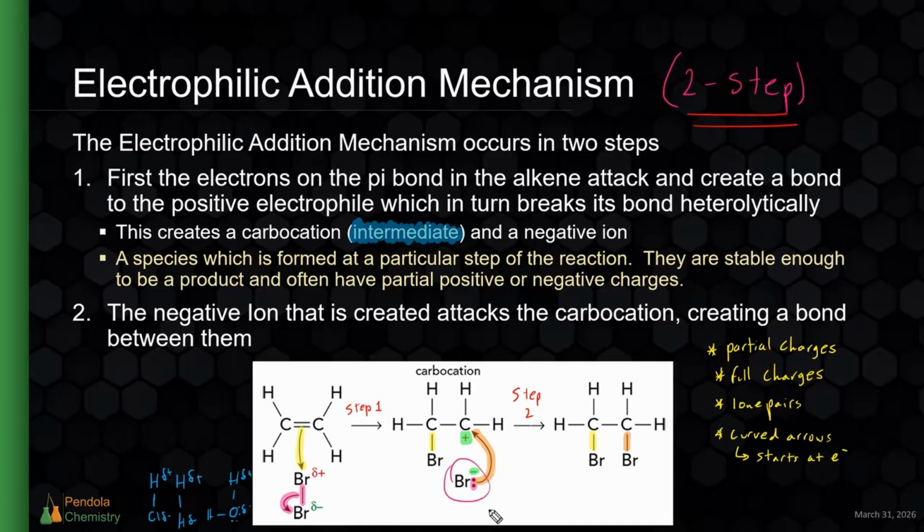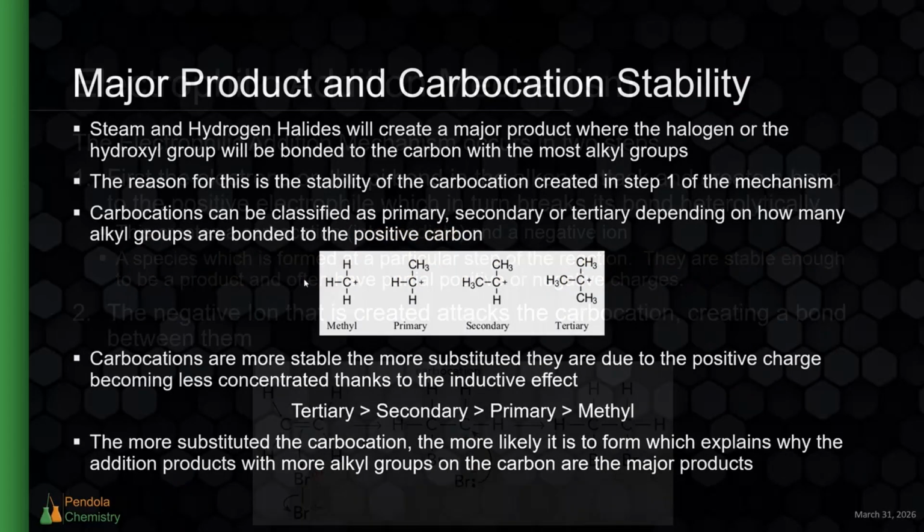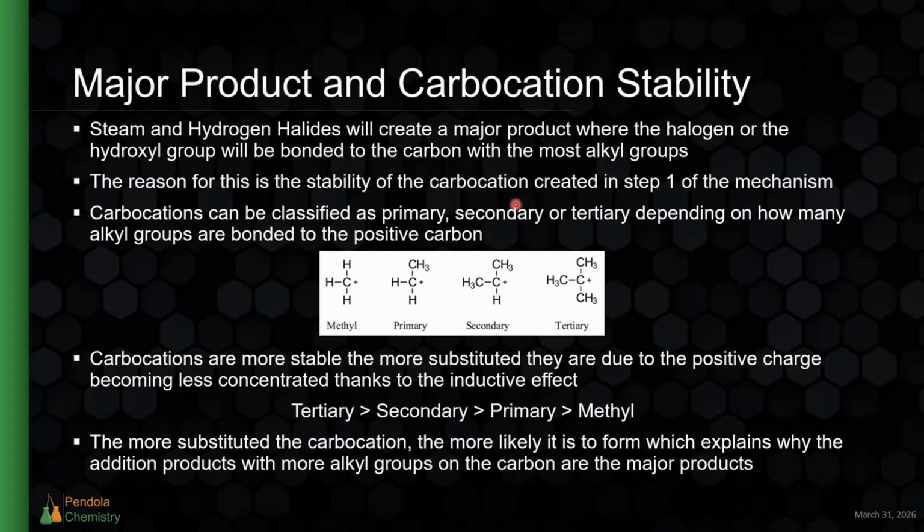So the bromine here could be OH minus if it was steam, or it could be Cl minus or Br minus if it was a hydrogen halide. So where that second halogen or that second ion is attached is what's going to dictate our major and minor products. The reason why major and minor products exist, why they both get created but one gets created more, is the stability of the carbocation that's created in step 1.